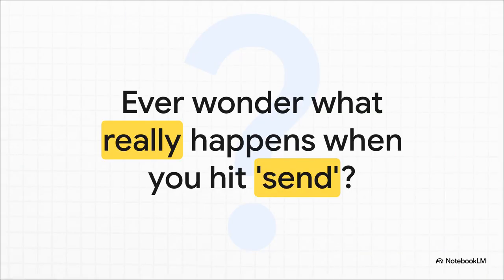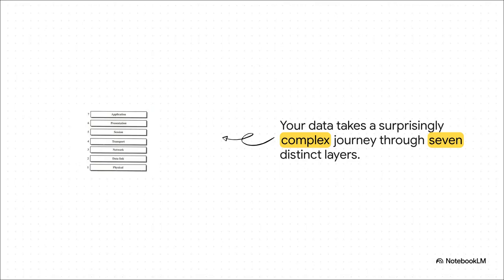I mean, it feels instant, doesn't it? You snap a picture of your cat, hit send, and boom, your friend is laughing at it seconds later. But in that tiny sliver of time, that simple photo file goes on this absolutely wild journey. And that journey is guided by something called the Open Systems Interconnection model, or as everyone calls it, the OSI model. The best way to think about it is as a universal rulebook with 7 layers.